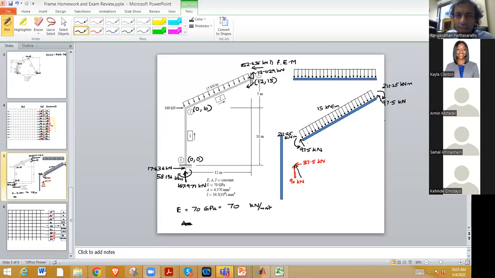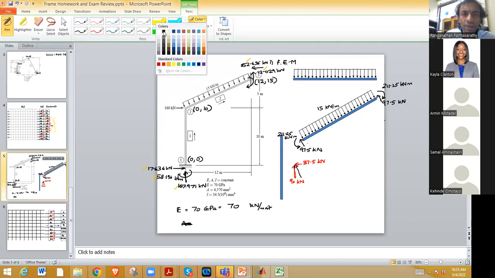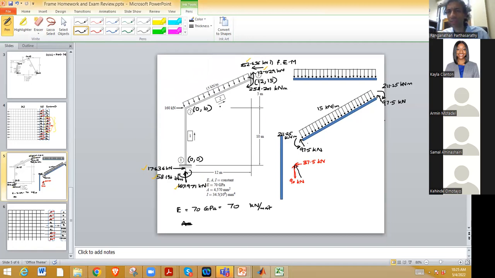Okay, thank you, Kyla. So, I was writing all these reactions here, all the reactions, just copying from MATLAB. And what is the 258.201 kilonewton meter? Okay. So we have all of them now.